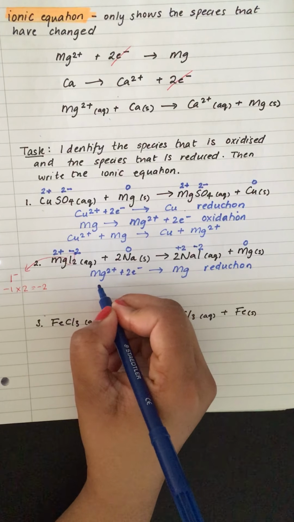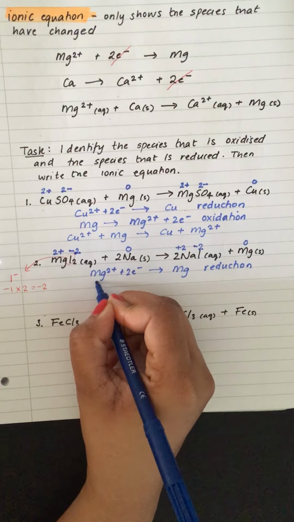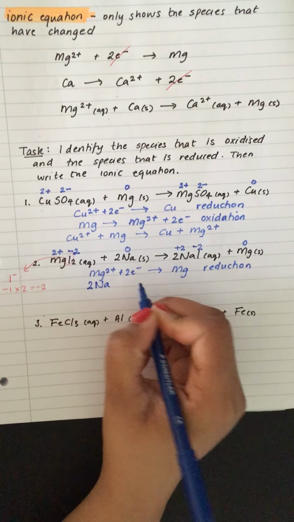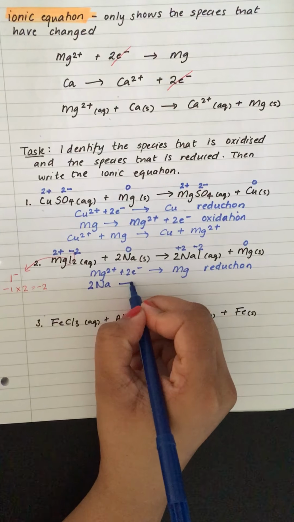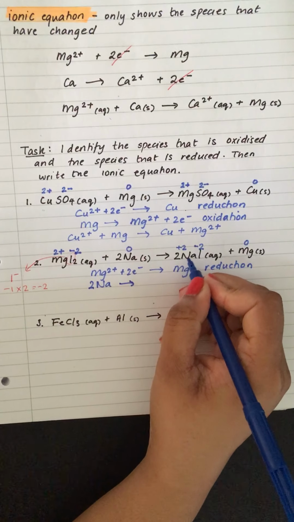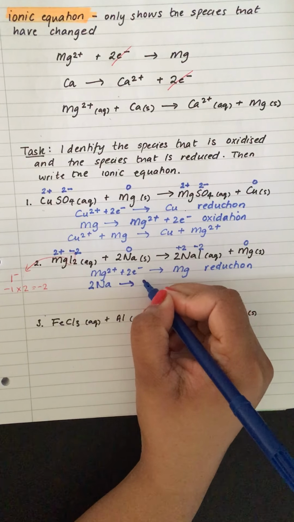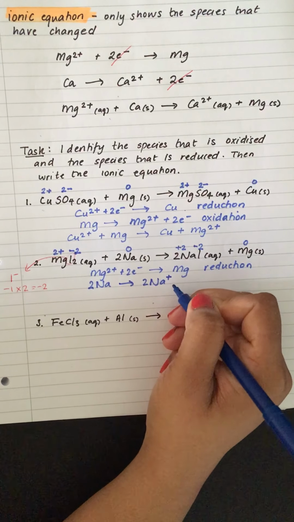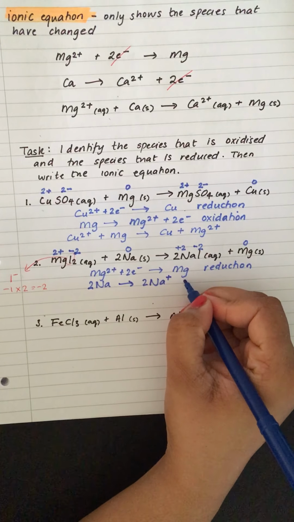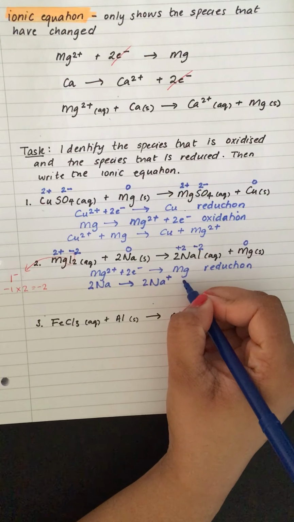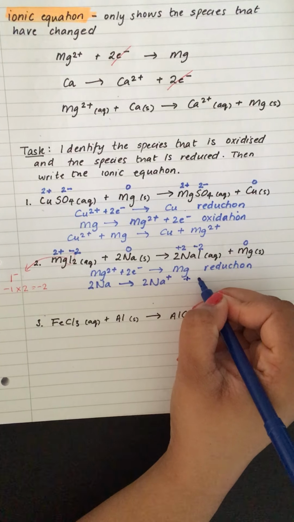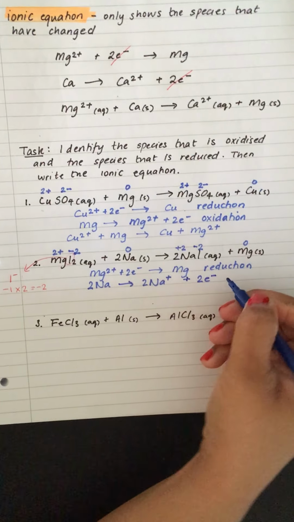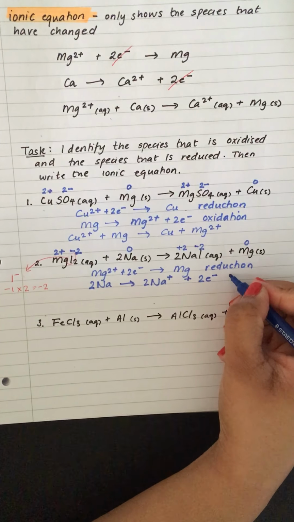Let's then look at sodium. So we've got sodium Na, we'll put 2 in front. So how do our sodium atoms become sodium ions? So we've got 2 Na+. So each atom has lost 1 electron each, but because there's 2 atoms, in total we've lost 2 electrons, and so that is oxidation.